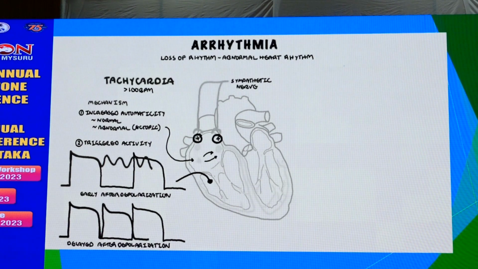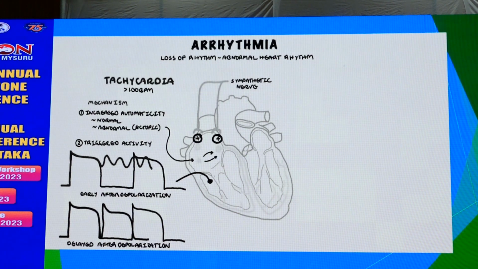Why is it important for you to understand? Because, as you see, when can early after depolarization happen? Whenever your action potential duration is prolonged, or whenever your repolarization is prolonged, or on ECG, when you see the QTc is prolonged, there can be a triggered activity. Now, do you understand why you should avoid QTc prolonging drugs? It is very easy. Whenever your QTc is prolonged, your repolarization is prolonged, or your action potential duration is prolonged, you can have a triggered activity.